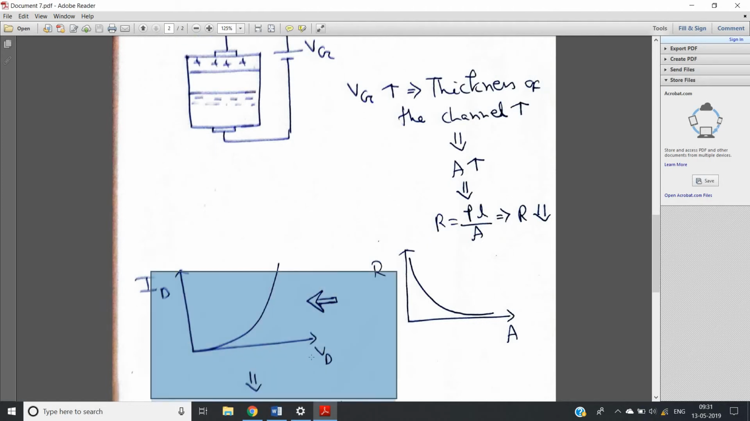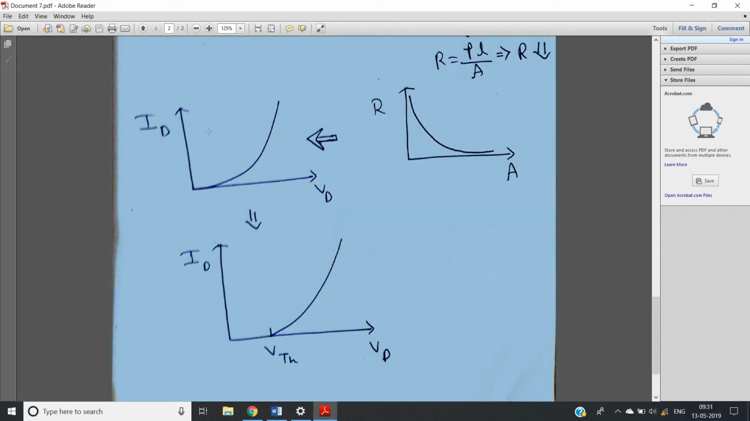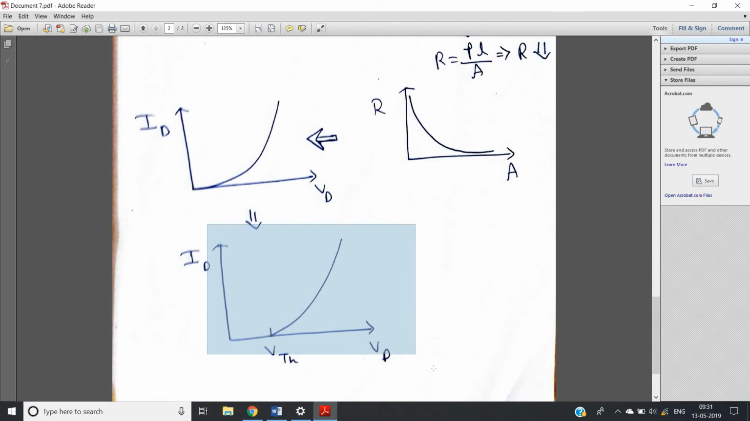This graph is wrong. The actual graph will be a slightly modified version of this graph, and that is this one. See what is happening? If the applied gate potential, here also it will be VG or gate potential, is less than the threshold voltage of the MOSFET or VTH, no current will flow, that is ID or drain current is 0. And as soon as the gate voltage goes above the threshold voltage, it will follow this graph. That is, it will increase rapidly. Why? As you know, R will decrease rapidly, so the current will increase rapidly, but everything will happen beyond the threshold voltage.